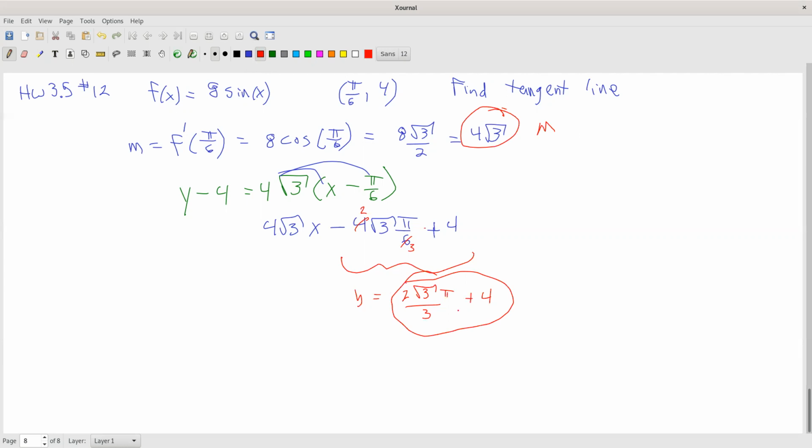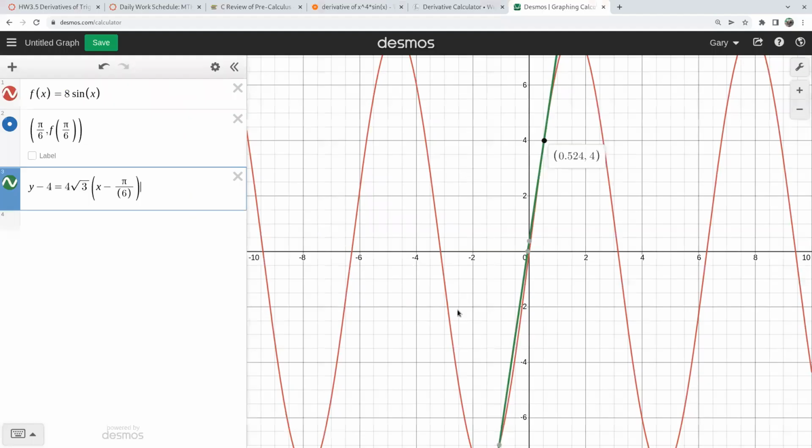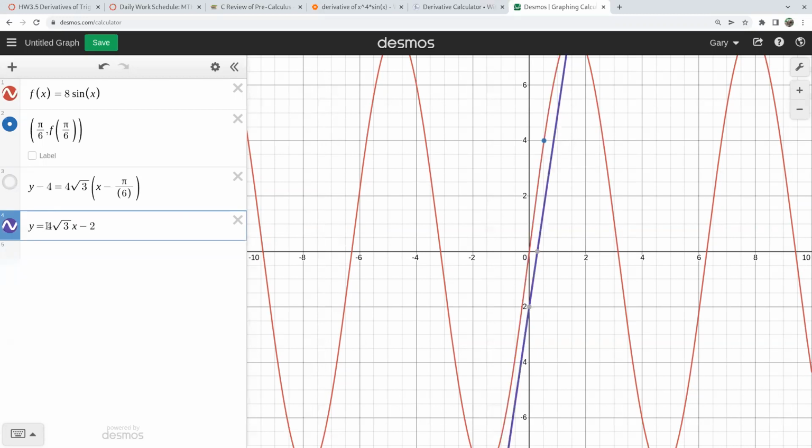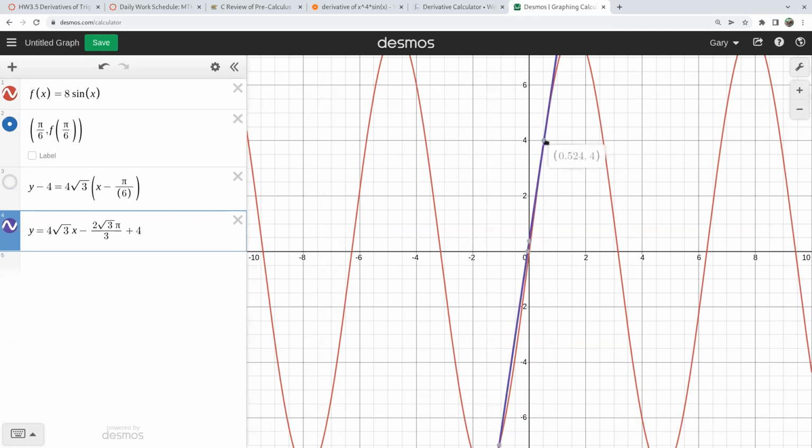Actually, we could double check that by graphing the y equals mx plus b version just to make sure. Turn that one off for a second. So y equals, m is 4 square root of 3, and then we're going to have a minus 2 square root of 3 pi over 3, and then plus a 4. Yep, that's still the tangent line in purple now. Cool. Good work.